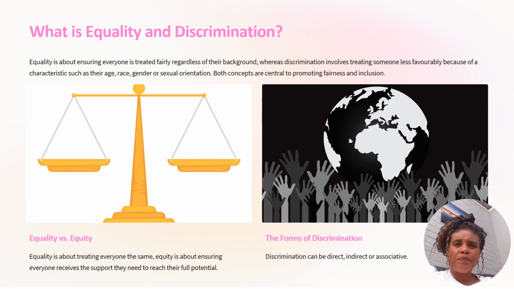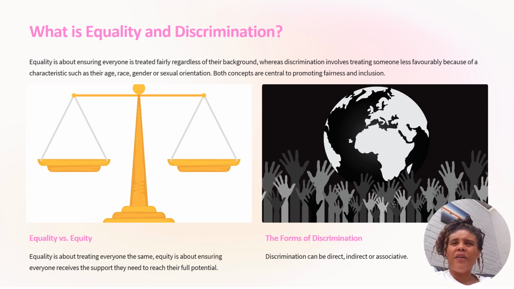Next, we've got indirect discrimination. This one's a bit tricky. It happens when there are rules, policies or practices that might seem fair for everyone else but treat some people unfairly because of who they are and what they believe in. It's like a hidden or sneaky type of discrimination.